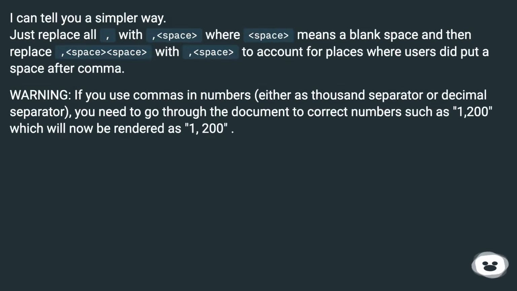I can tell you a simpler way. Just replace all commas with a comma followed by a blank space, and then replace double spaces with a single space to account for places where users did put a space after the comma. Warning: if you use commas in numbers, either as thousand separator or decimal separator, you need to go through the document to correct numbers such as 1,200, which will now be rendered as 1, 200.